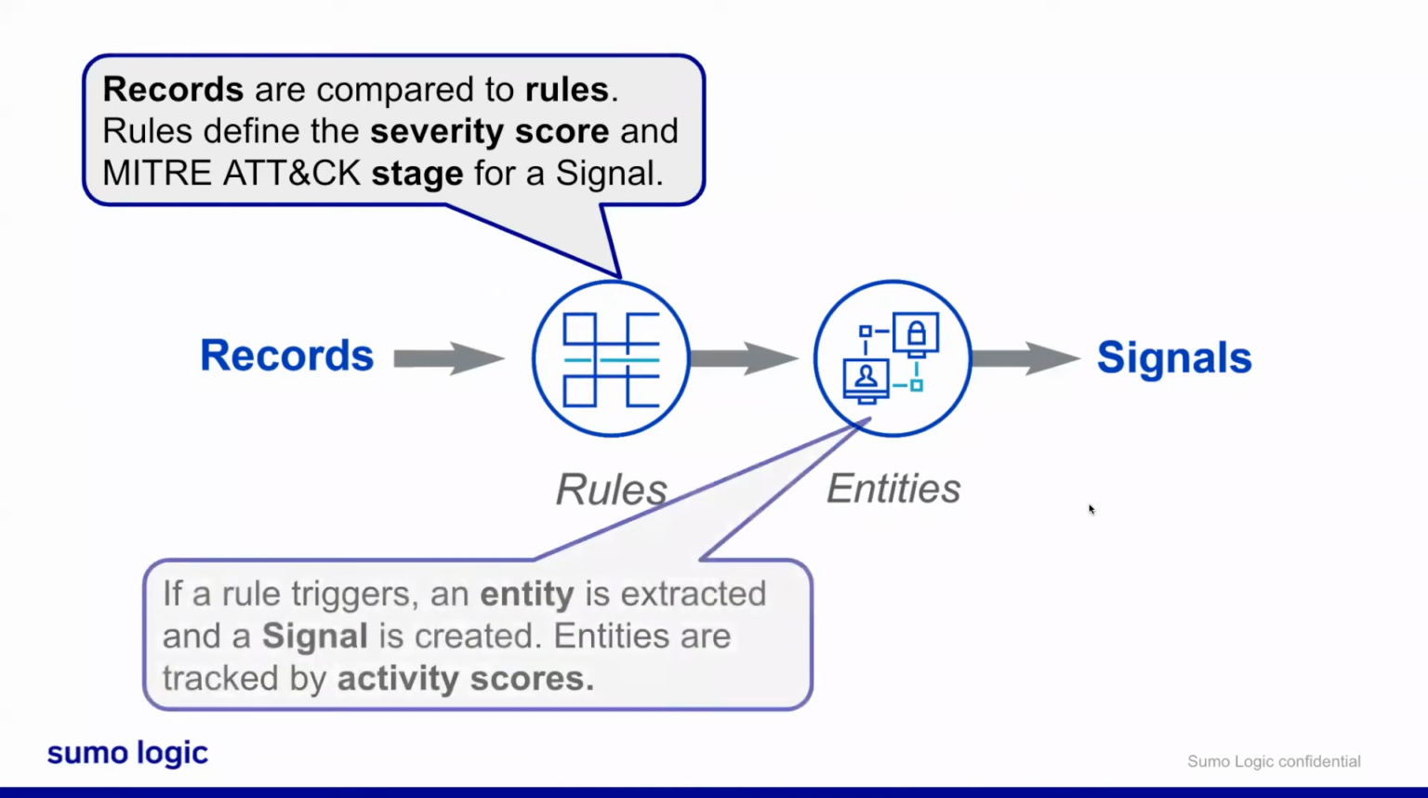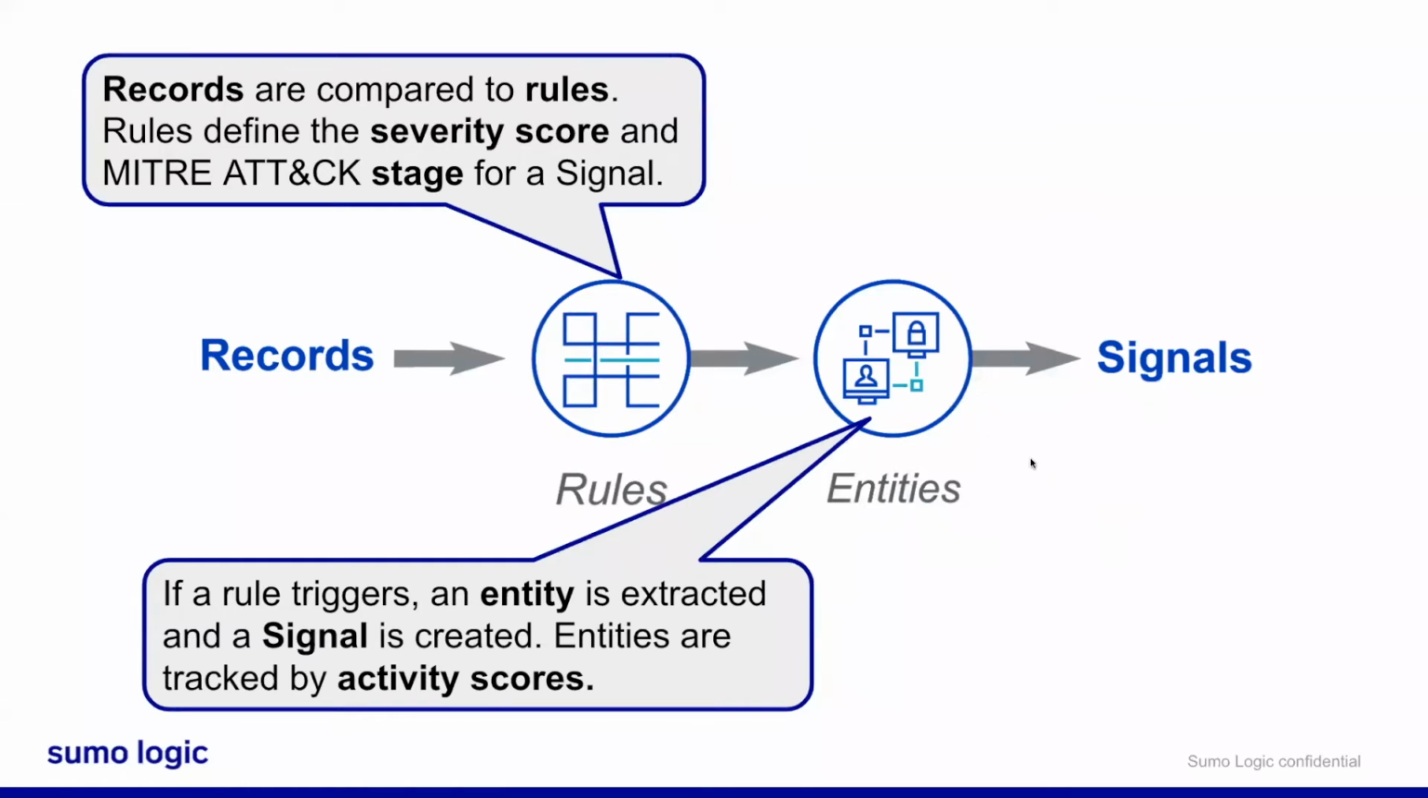Now, the entity in a signal, what is that? I've alluded to that word entity. What is it referring to? Well, specifically, we're talking about, in a signal, something like an IP address, a MAC address, a host name. And the entity is going to tell us who or what was involved in the event that the record described. Entities are going to be extracted from records. Every signal has an entity. The entity's activity score is the sum of all the severity scores of all the signals it appears in. And we're going to start to look at those shortly.